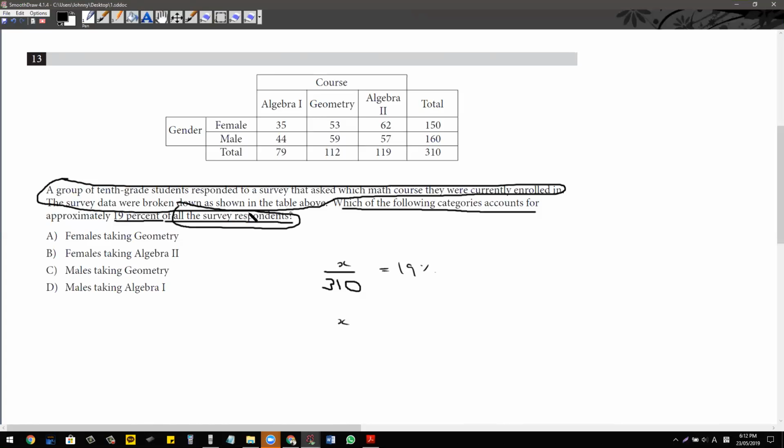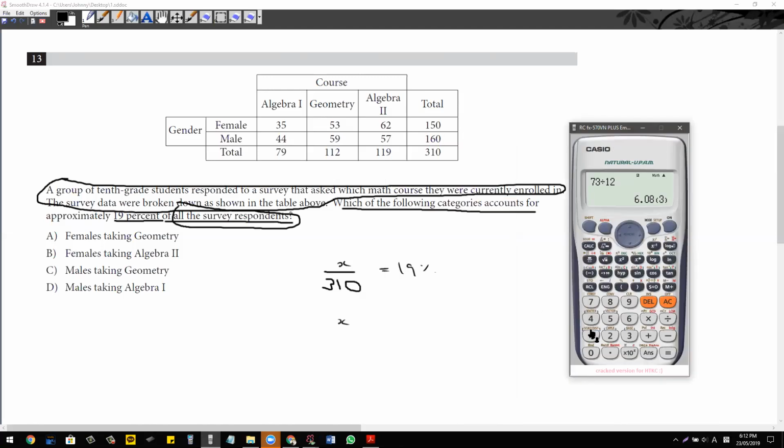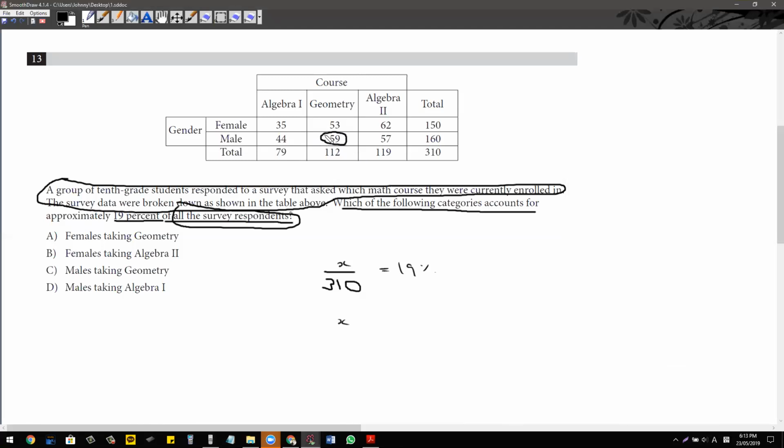So in this question, all you have to do is figure out x here. So x divided by 310 equals 19%. Okay, so I think it's C. Is it? So 19% is the same as 0.19, right? Yes. Times 310, that's equal to 58.9, about 59, right? Yes, so it's C. Yep. Very good.